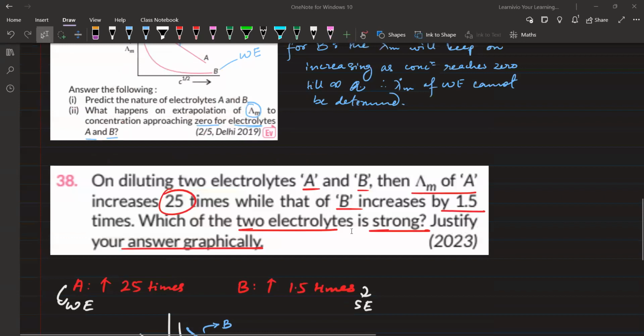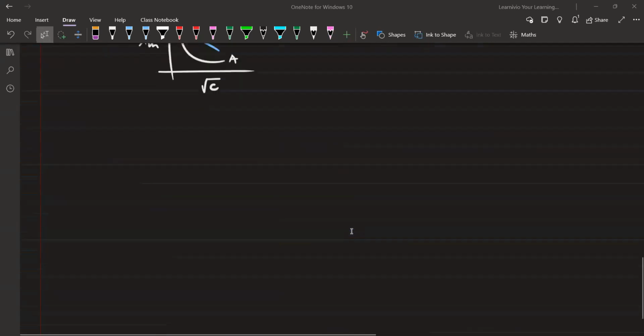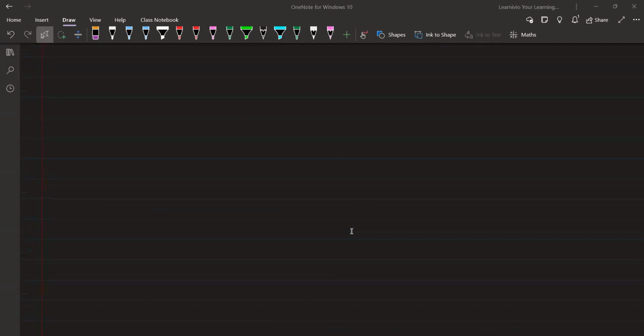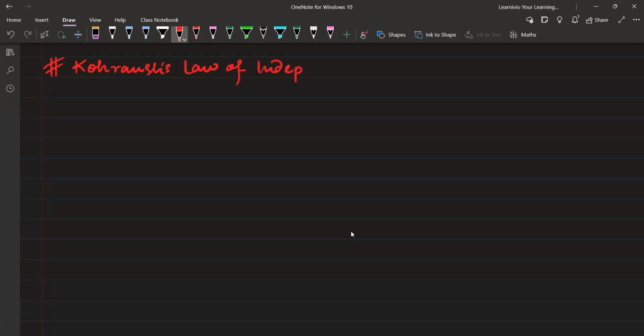Now, how can we determine the limiting molar conductivity of weak electrolyte? For that, we have the Kohlrausch law of independent migration. Okay, please write. Kohlrausch law of independent migration. The law is quite simple.